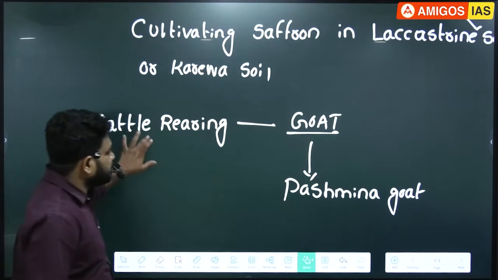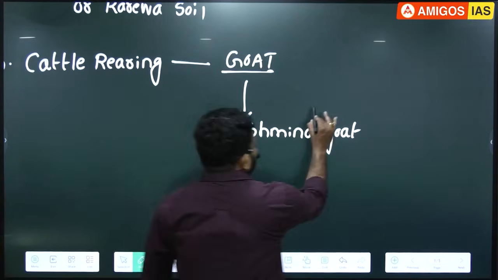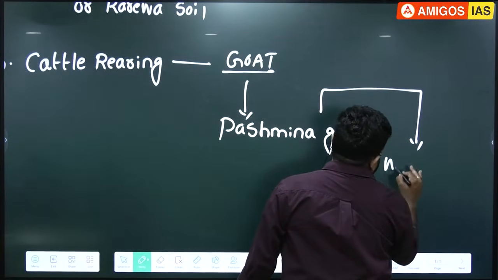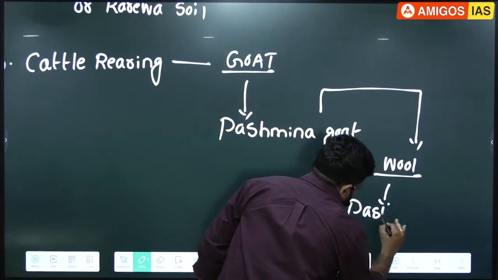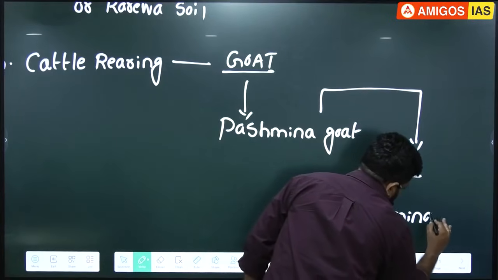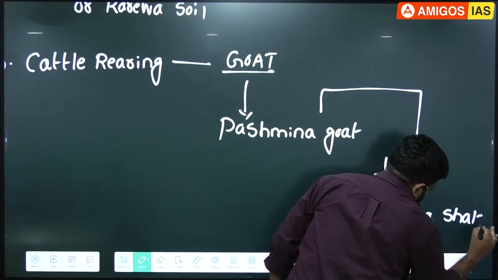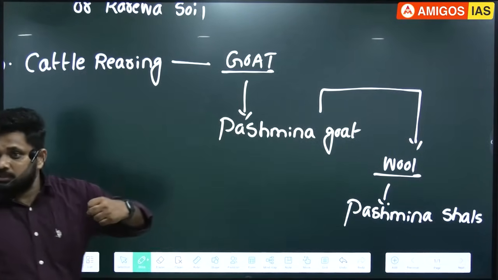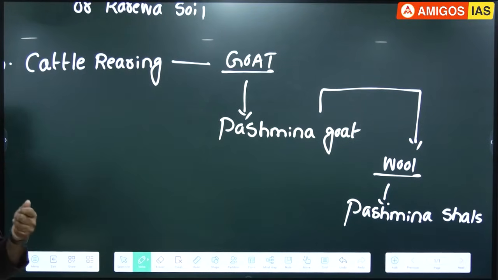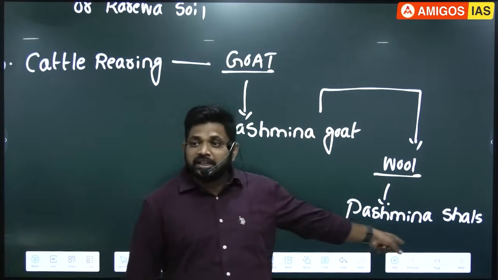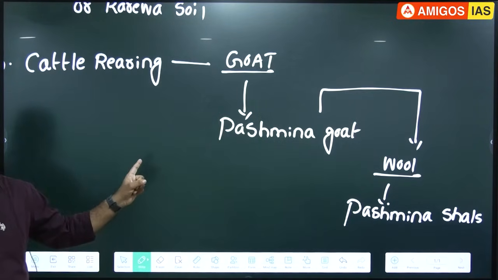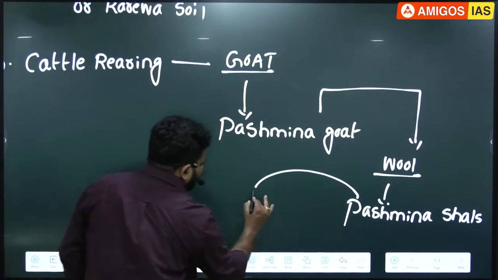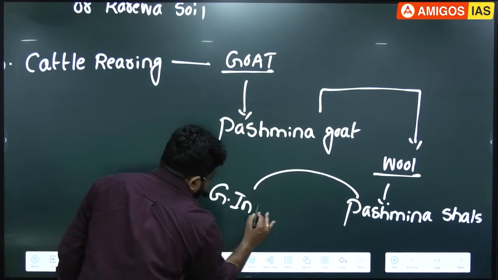From this particular Pashmina goat, these people are extracting the wool and making a shawl which is called Pashmina shawl. All of you know about shawls. During certain occasions, people felicitate with shawls. There is a special variety of shawl called Pashmina shawl. This Pashmina shawl is coming from which goat? Pashmina goat. Okay, this Pashmina shawl has a geographical indication tag.